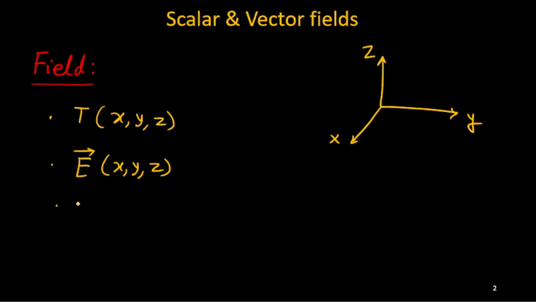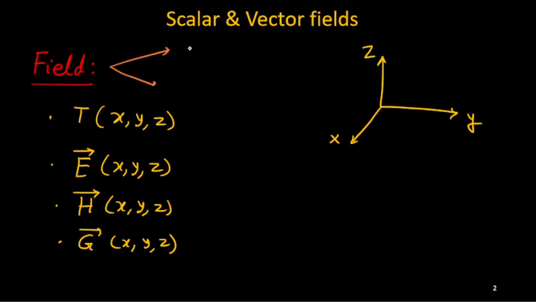Similarly, we can have the magnetic field H vector, which is a function of x, y, z, or the gravitational field, the G vector, over x, y, z. So there are several such examples of fields which are functions of space. Now this total field we can classify in two ways. One is called scalar field, another one is called vector field.